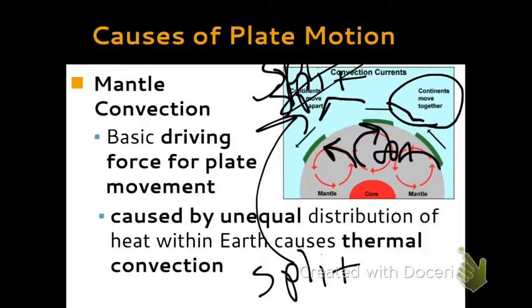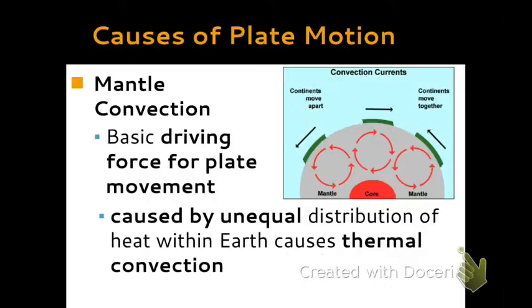It causes them to split. So as those convection currents are going away from one another, it's causing the plates to also go away from one another. These are going towards one another, causing these also to move together. So convection current is what's moving our plates because, again, the magma is not all solid rock. It's moving. And so because the crust is just sitting on top of that moving magma, we are also moving. So that's your causes of plate motion.